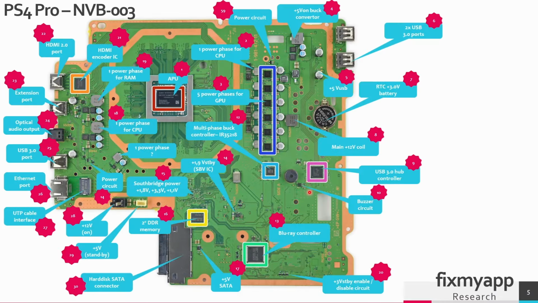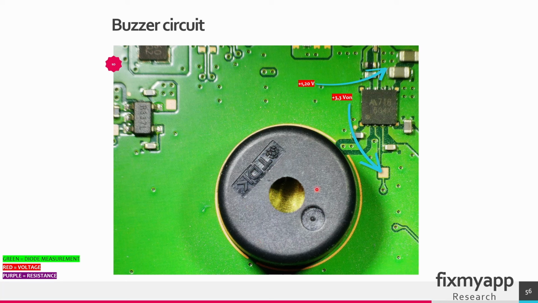In region 10 you can find the buzzer circuit, and when you hear a beep from your console it comes from this buzzer. This is the buzzer, and when you turn your console on you can find 3.3 volt at this pad, and at this capacitor you can find 1.2 volt.